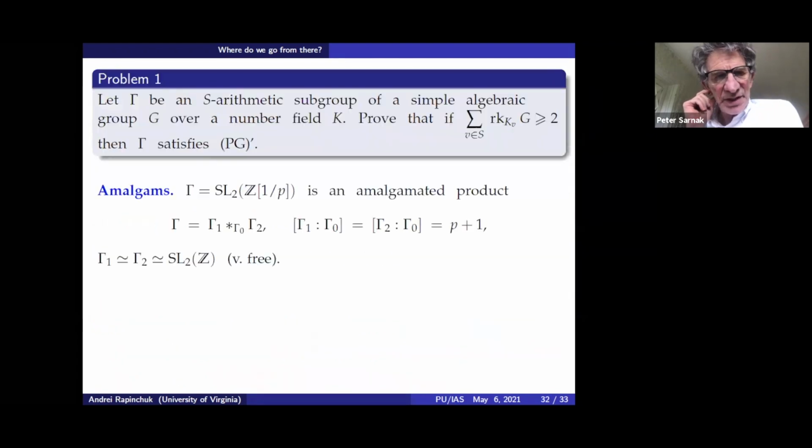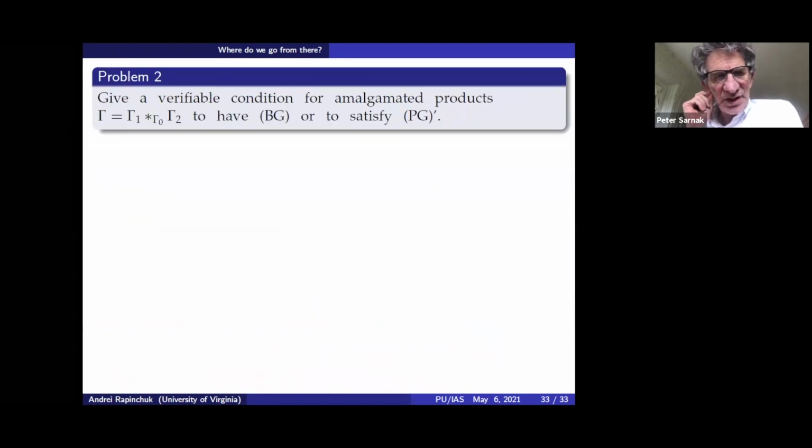You said that there's some condition for this amalgamated product to ensure bounded generation. And of course, it can't apply in this quaternion case. What kind of condition is it?